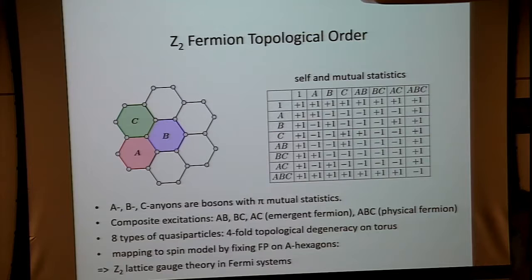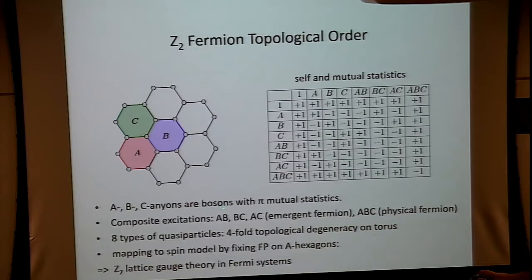The diagonal line here tells us about the self-statistics. For example, A, B, C are bosons. AB, BC, AC are fermions. ABC is also a fermion. And then the off-diagonal matrix elements tell us the mutual statistics. For example, if we move A around B, we get a minus one sign, so they have pi mutual statistics. Let me summarize the results: A, B, C are self bosons, but they have pi mutual statistics with respect to each other.